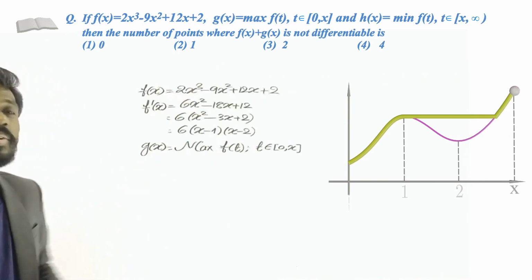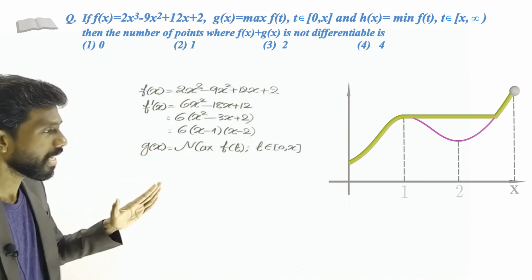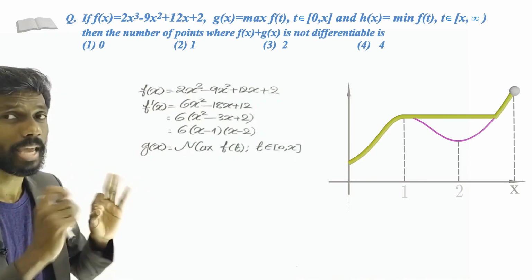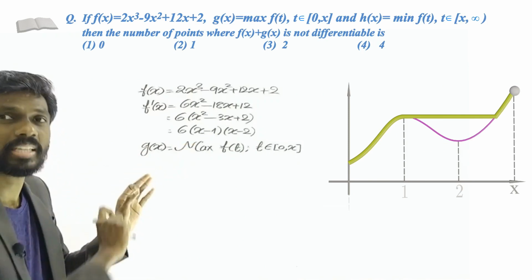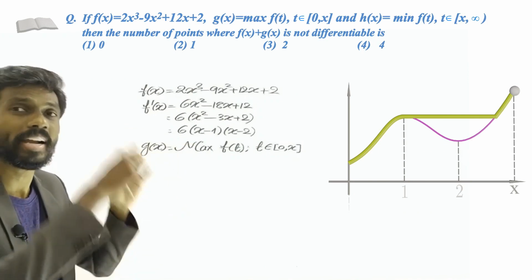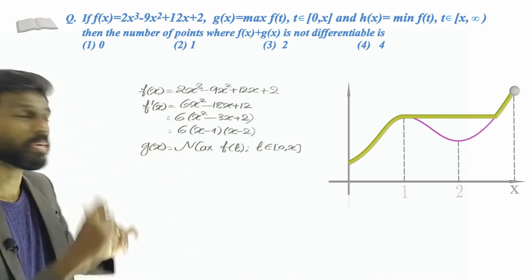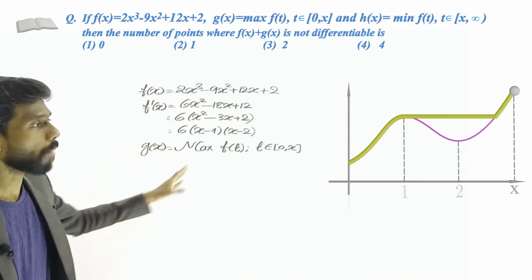So that means the graph of the function g of x looks like this. First, it is same as f of x. G of x is same as f of x up to the point 1 because it increases. So at the right endpoint it is the maximum value. At x only we have the maximum value. That means f of x, g of x both are same up to the point 1.